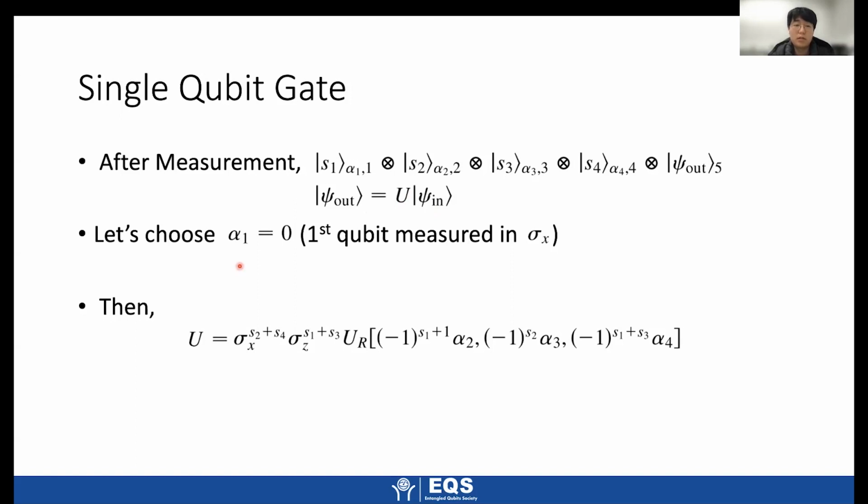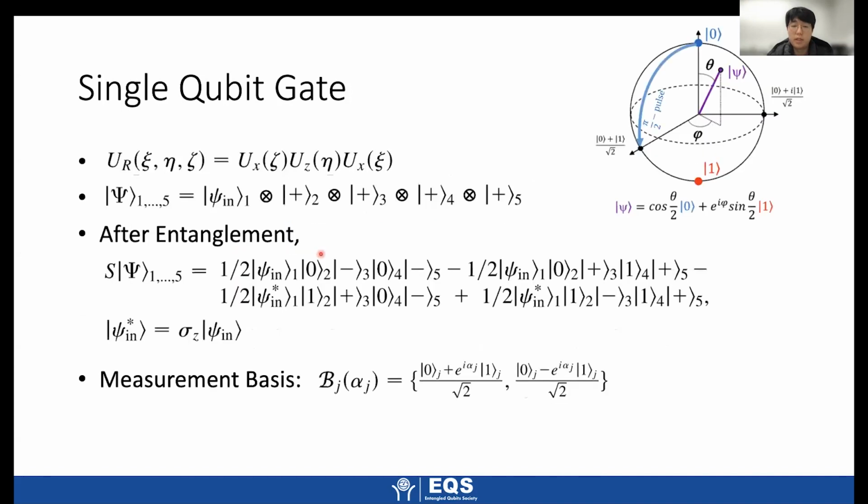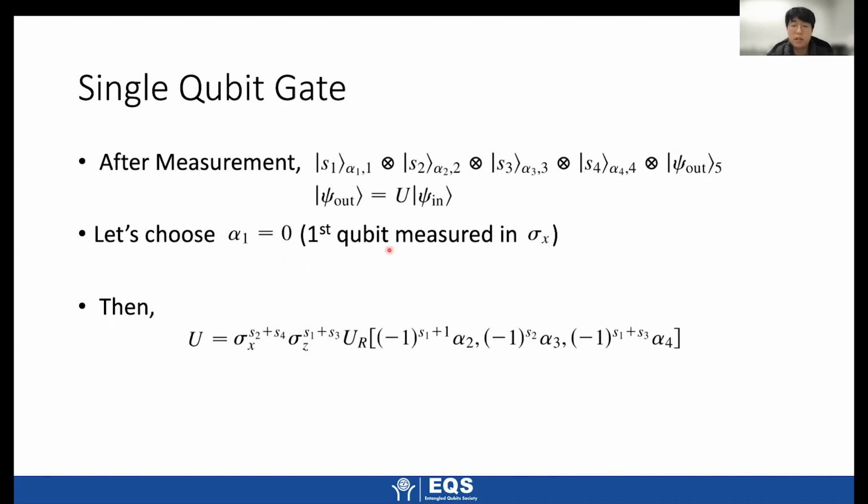For simplicity, let's just choose alpha 1 as 0. So the measurement basis here is just the X basis. Then the unitary gate is in this form. So this is a general single qubit gate, and these are some auxiliary gates which we can take care of because we know all the measurement values S1 to S4.